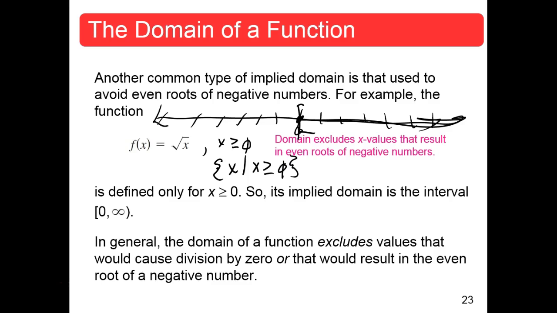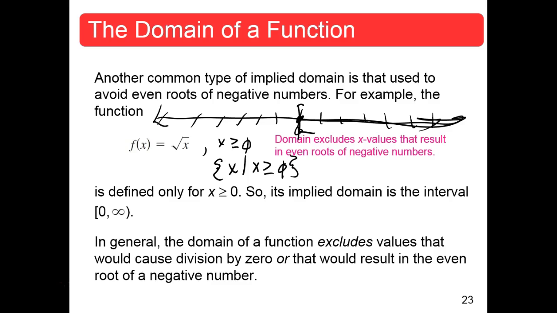Now, why are they saying even root of a negative number? The cube root of negative 3, perfectly fine. The fifth root of negative 3, perfectly fine. The 17th root of negative 1, perfectly fine. The square root, the fourth root, the sixth root, any even root of a negative number, not perfectly fine. Those are the ones you exclude.